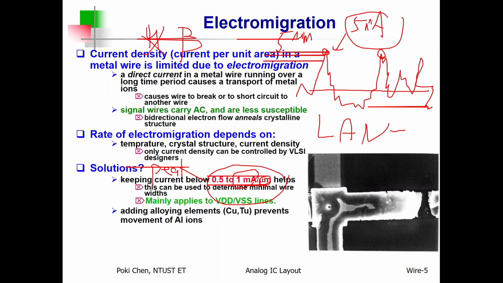I guess good enough. Okay, and then again, pay attention to the peak value instead of the average value of the wire. Then you can make the final decision how wide the metal line should be.